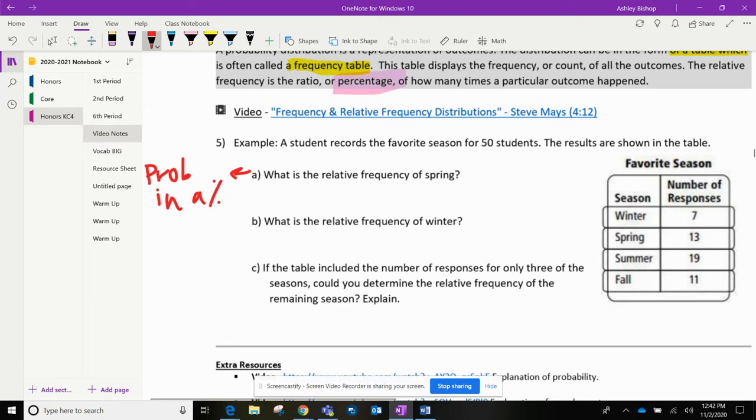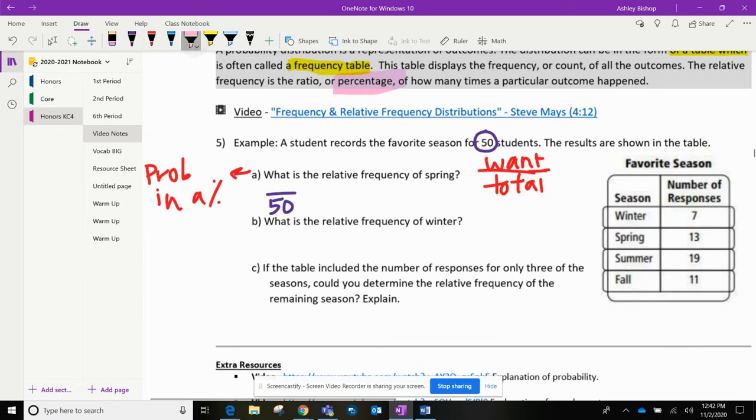So we still know how to do this. We want our want over our total. I want to pick a student that prefers spring, out of my total number of students. Well, I know my total number of students is 50. Even if I wasn't told here that it was 50, I also could have counted up all the number of responses and figured out it was 50. So my total is 50.